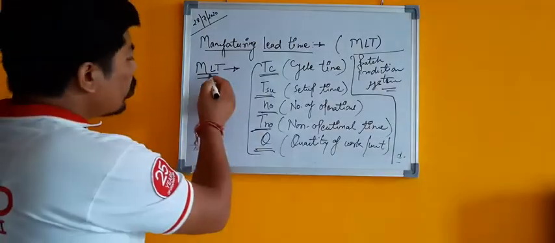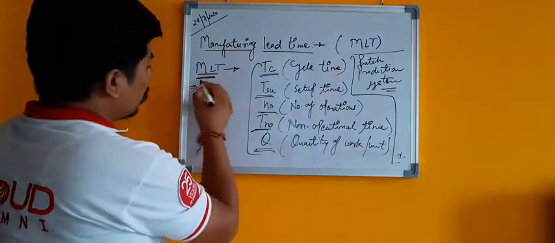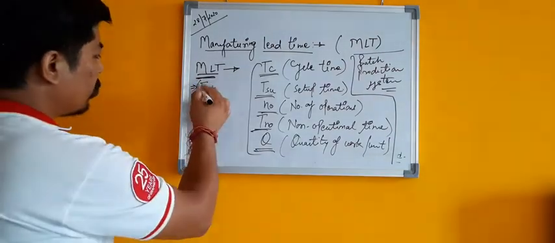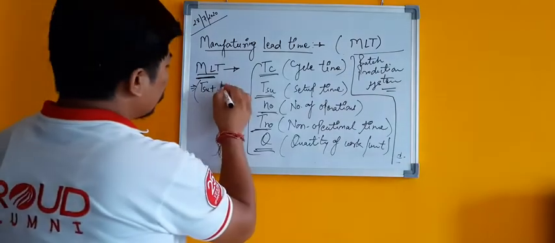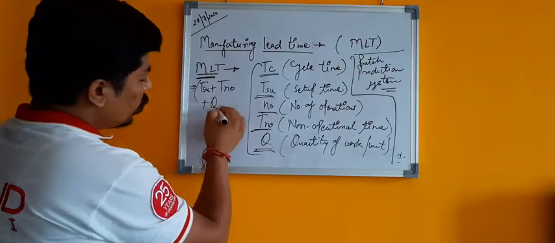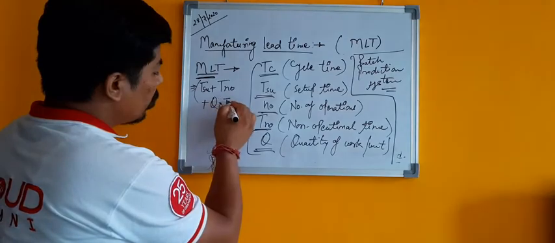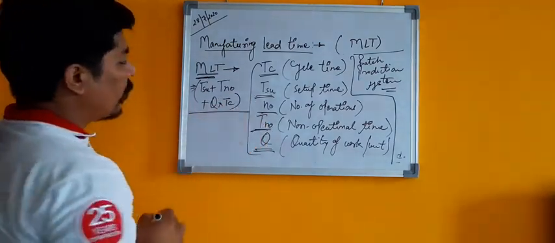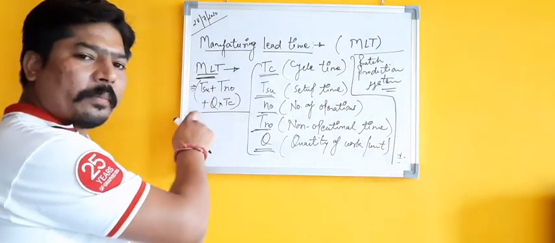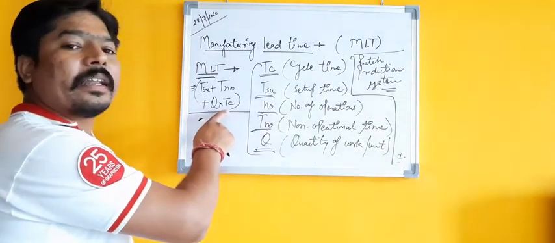If you are going to calculate this MLT, it will be equal to the setup time TSU plus the non-operational time TNO plus Q, the quantity of work produced in that particular cycle, into TC. So the manufacturing lead time will be setup time plus non-operational time plus the quantity produced in that cycle into the cycle time TC.